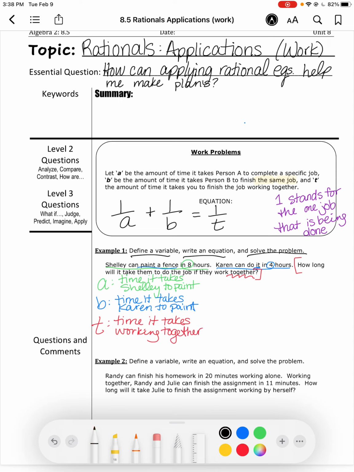Okay, so making our equation, we have 1 over A plus 1 over B equals 1 over T. So let's substitute in values. 1 over 8, and then plus 1 over 4 equals 1 over our variable that we don't know.